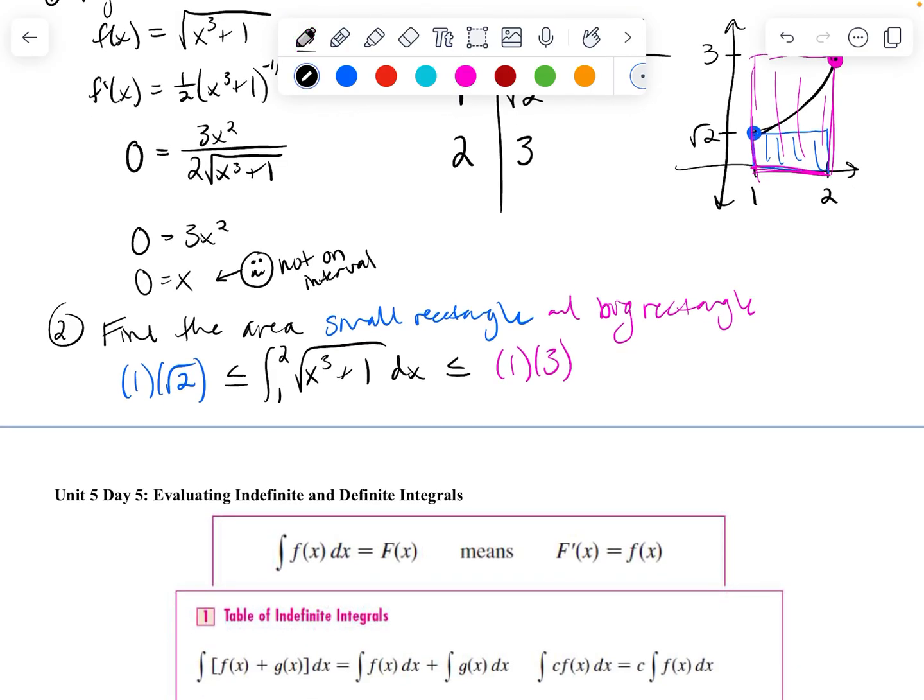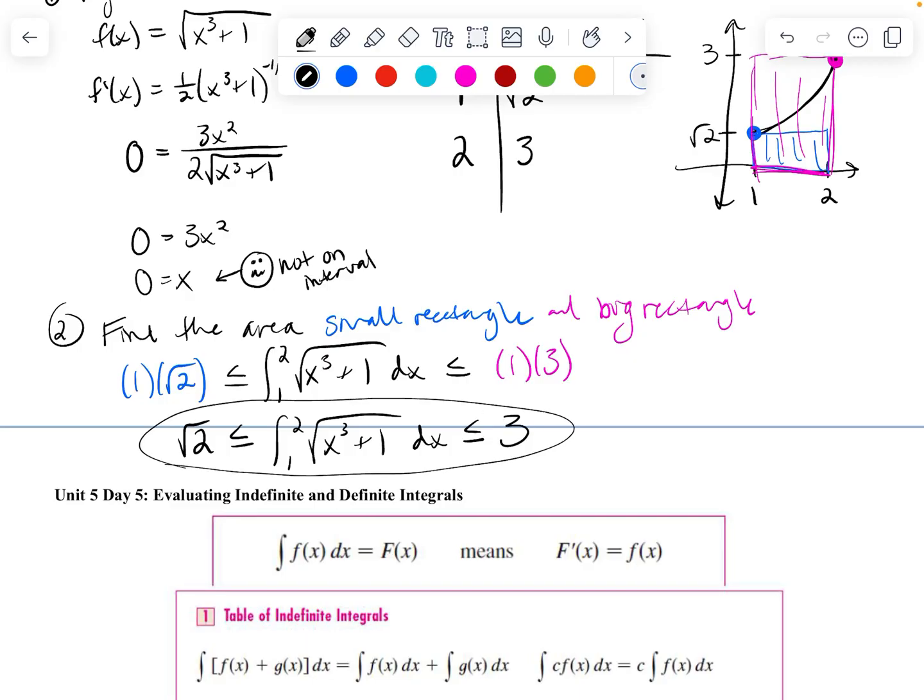So when they say describe the range of what the area could be, the value of this integral is between root 2 and 3. Because we're going to learn how to integrate these, and that is an extremely difficult integral to solve for.